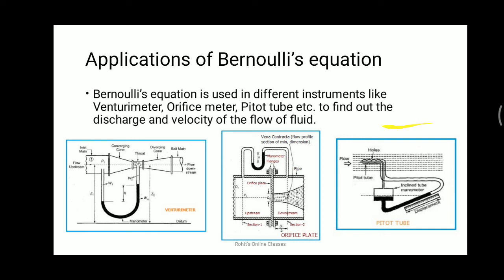And lastly comes the pitot tube. Pitot tube is generally used to find out the velocity of flow of fluid passing through this pipe section. ये जो आपको पाइप दिख रहा है उसके अंदर जो फ्लूइड दिख रहा है उसका अगर आपको वेलोसिटी फाइंड आउट करना है तो आपको पिटॉट ट्यूब यूज़ करना पड़ेगा.